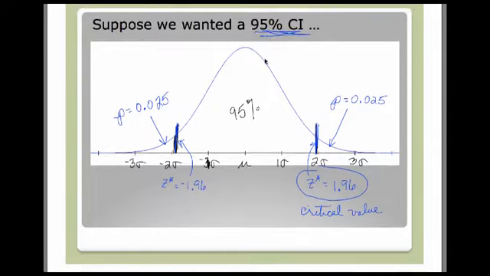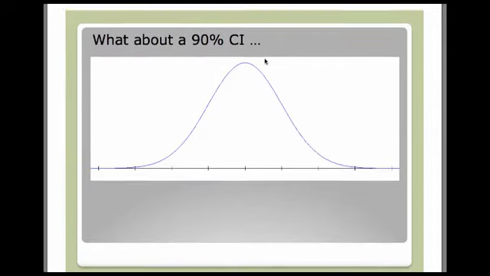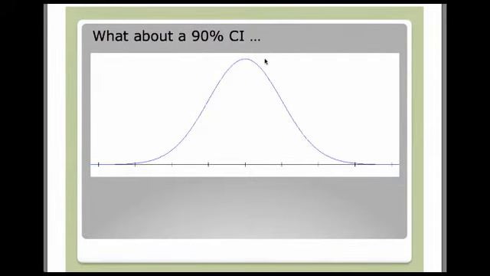So you'll notice that you have some more graphs. We're going to go ahead and do the same exact thing for a 90% confidence interval and then a 99% confidence interval. So let's mark off our graph. If it's a 90% confidence interval, now we want 90% of the data to be caught in the middle.